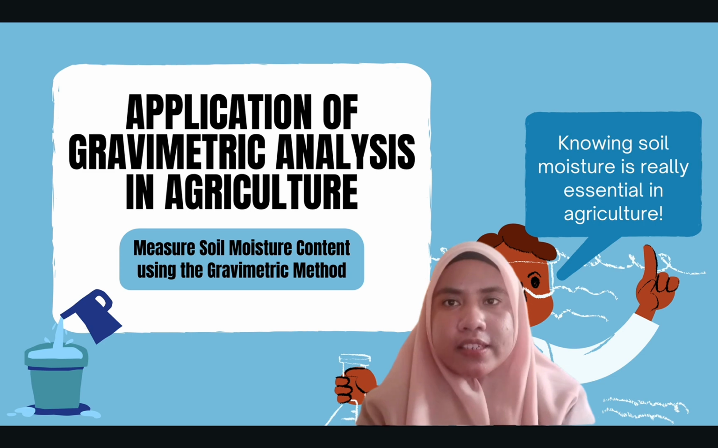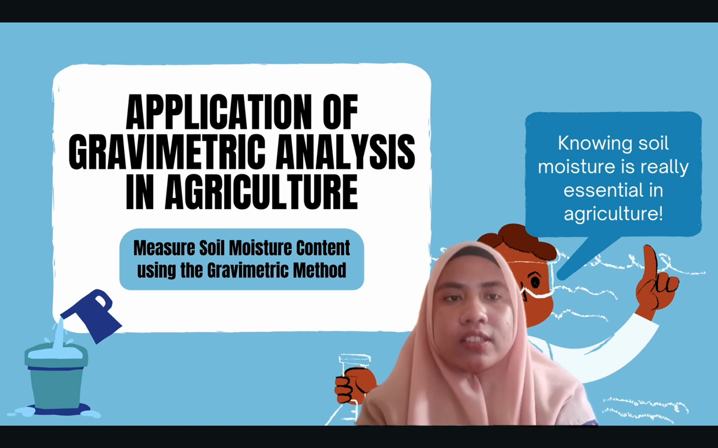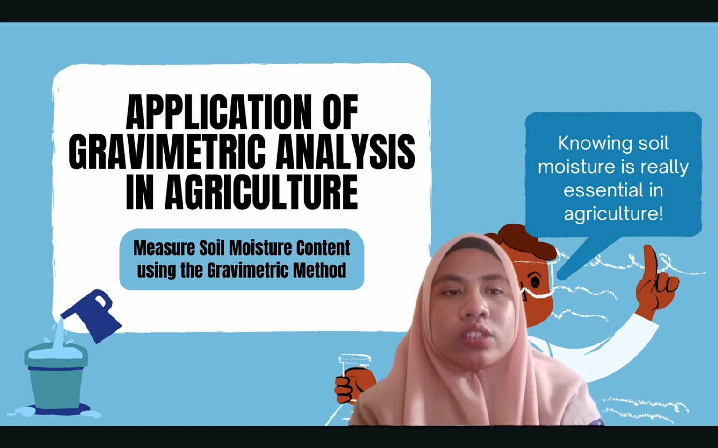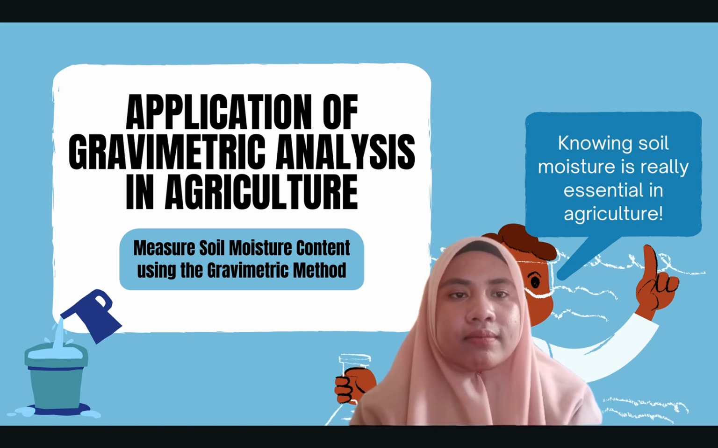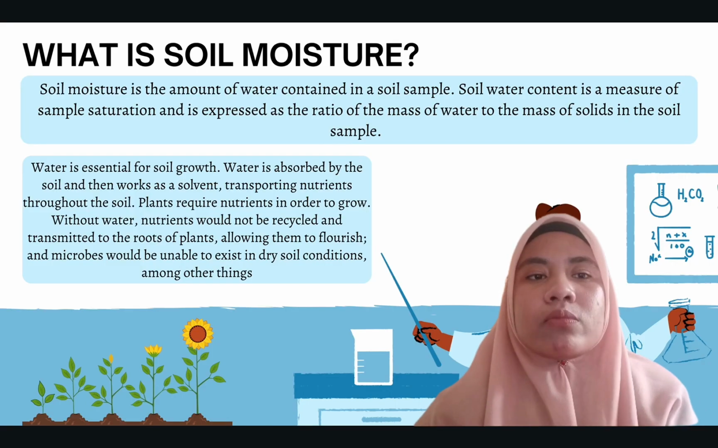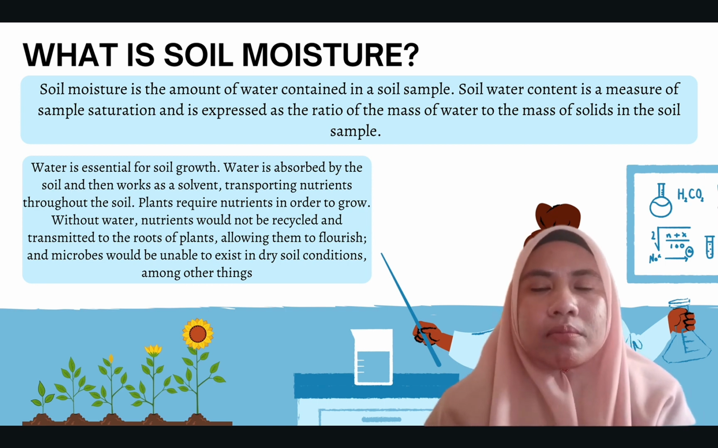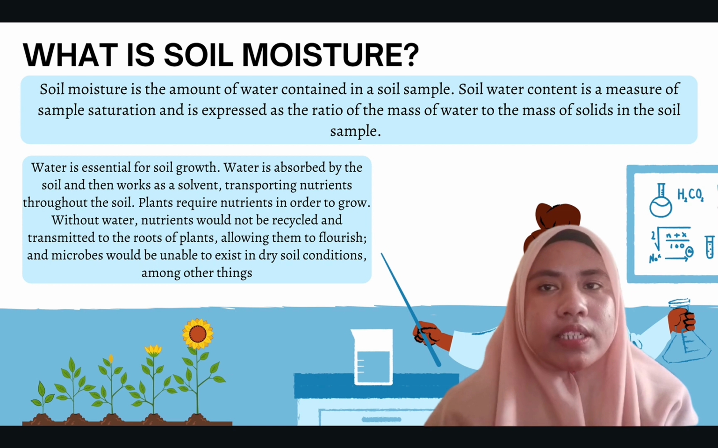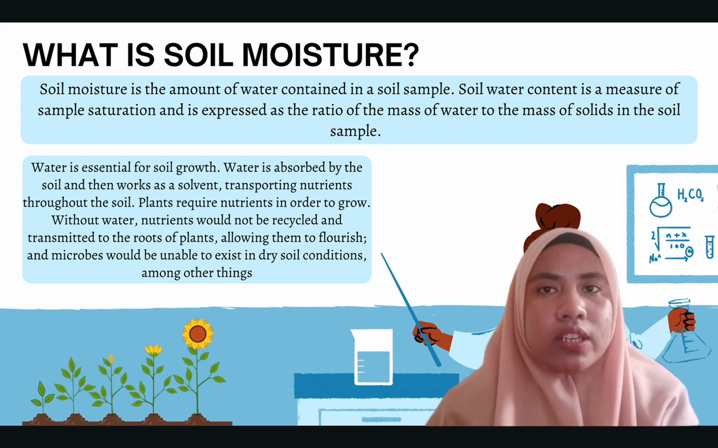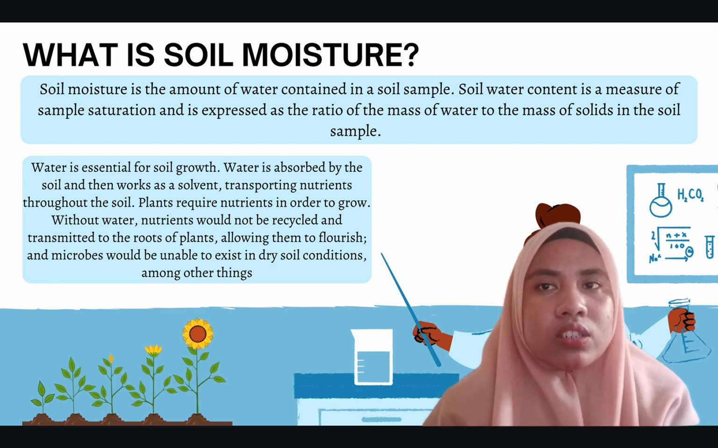Moving forward to the application of gravimetric analysis in agriculture. The topic I will cover is how to measure soil moisture content using the gravimetric method. What is soil moisture? Soil moisture is the amount of water contained in a soil sample. Soil water content is a measure of sample saturation and is expressed as the ratio of the mass of water to the mass of solids in the soil sample.